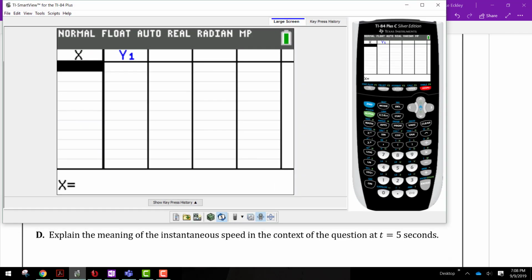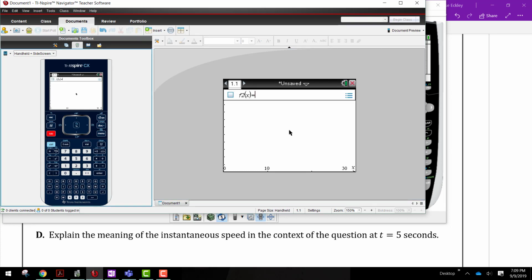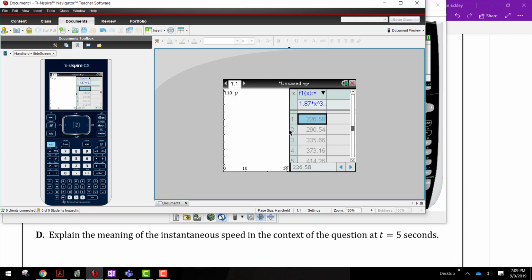Now, in the Inspire, don't worry about the screen right now, but I have the function in here, and I'm not really worried about looking at the picture because I just want values, I want the table. So in case you don't remember, if you go under menu and you choose 7 table, you can do the split screen table, and then from there we have the table here, but I have all the values filled in.